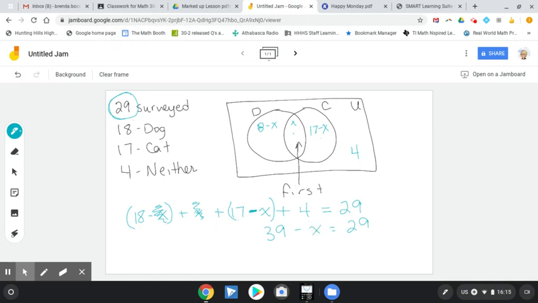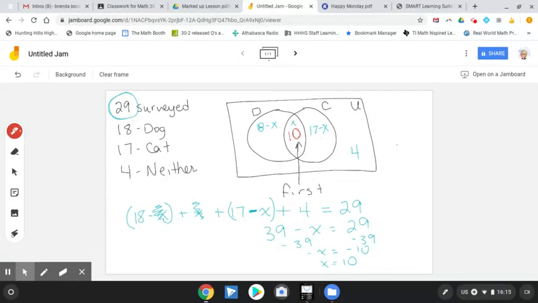And now the isolating steps. I've got to subtract 39 from both sides. Negative X is equal to negative 10. If I divide both sides by negative 1, I get positive X is equal to positive 10. So when I go to fill in my Venn diagram, I'm going to put my answers in red. So X came out to be 10. So this middle section has 10 people in it. So there are 10 people that have a dog and a cat.